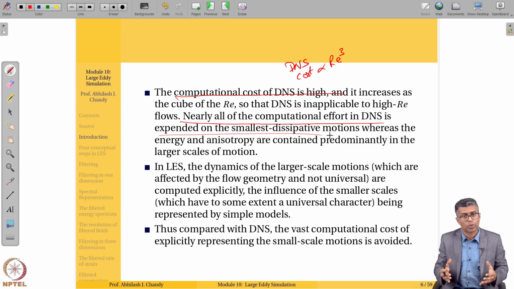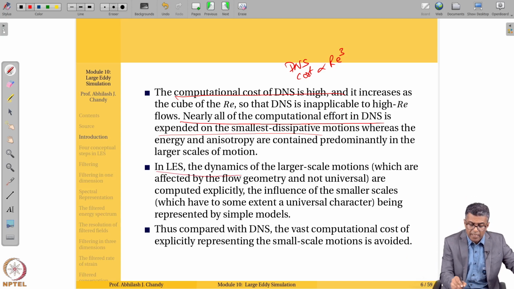Let's try to utilize that and do LES where we can capture all the large scales, capture all the large scale energy, capture all the anisotropy, because all that is there in the large scale. So let's resolve all the large scales. Whereas the small scales, we will have to make a compromise and model those.